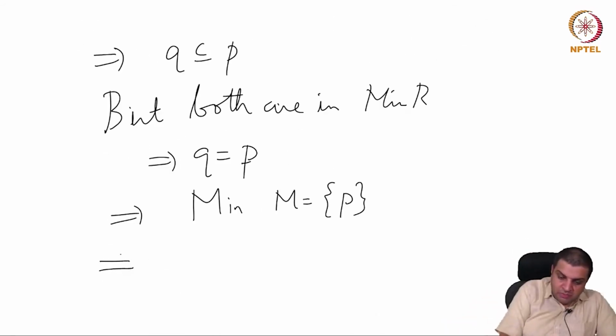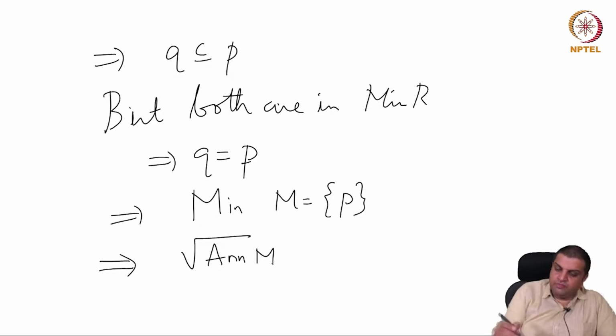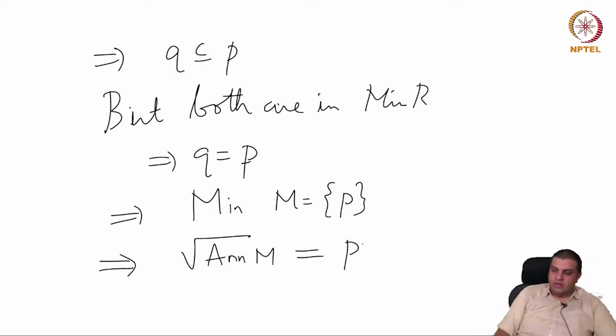Which now implies that the radical of the annihilator of M, remember we proved a while ago that the radical of an ideal is the intersection of prime ideals containing it, and the prime ideals containing this is precisely the support of M. The minimal elements of those are precisely P. So when you intersect, you just have to intersect the minimal primes, and this is equal to P.